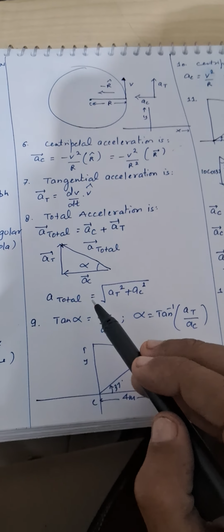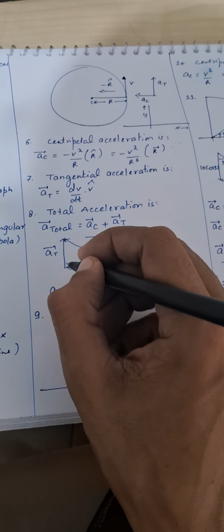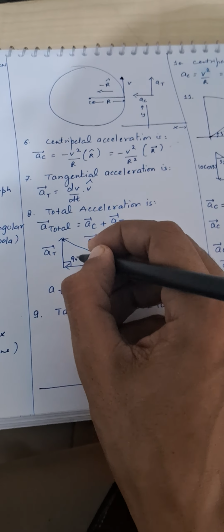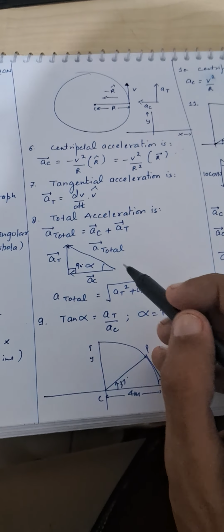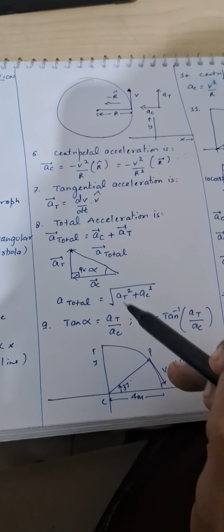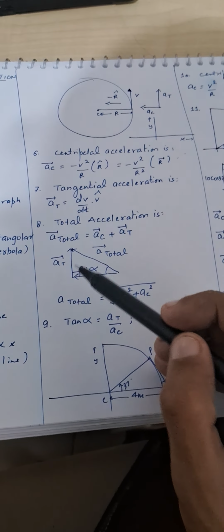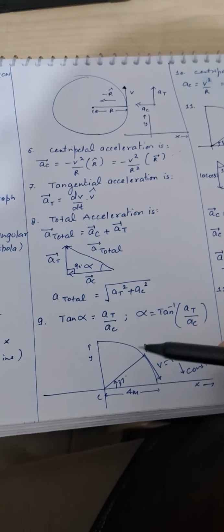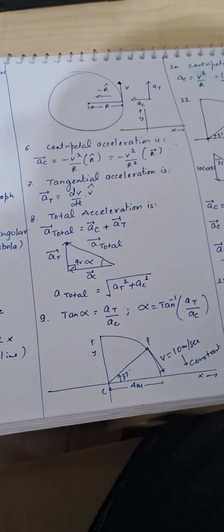Next is the magnitude of total acceleration. We have seen that these two vectors are perpendicular. So the hypotenuse is going to be the total acceleration magnitude, which is root of AT square plus AC square. Then we need to find tan alpha, which is AT by AC. So alpha is tan inverse of AT by AC.